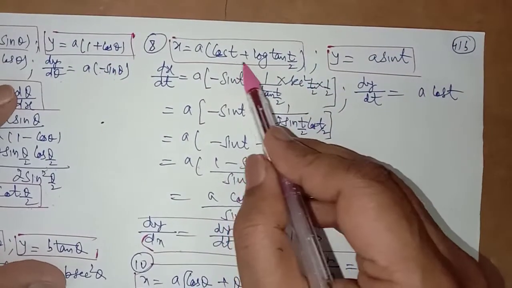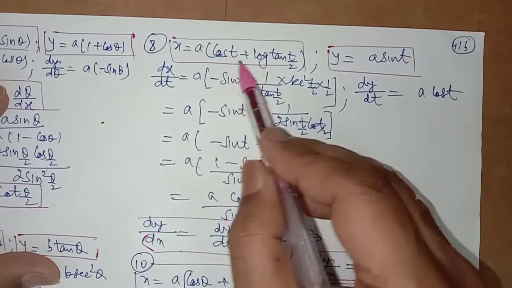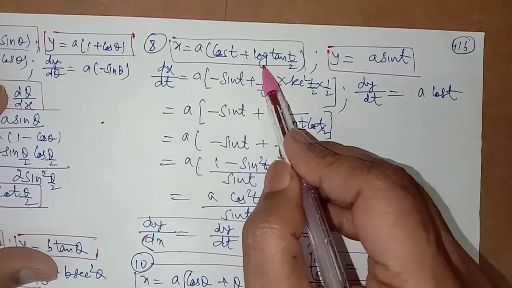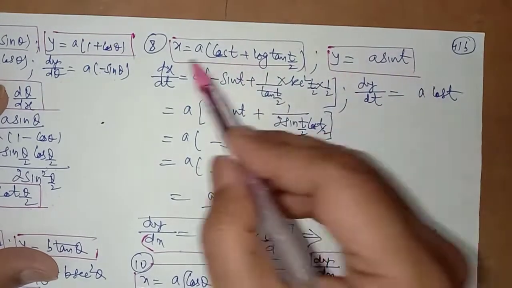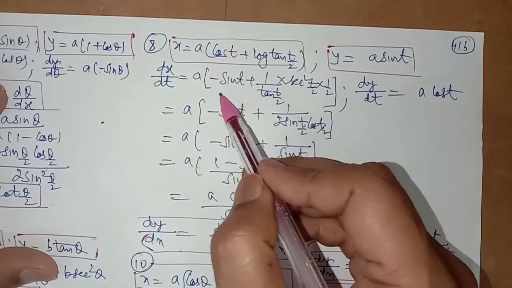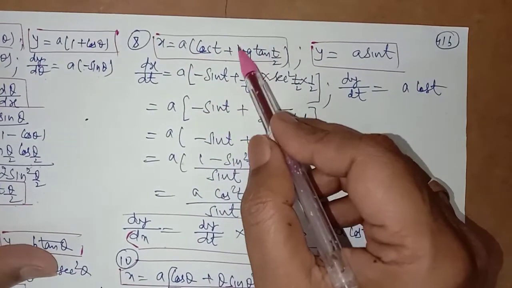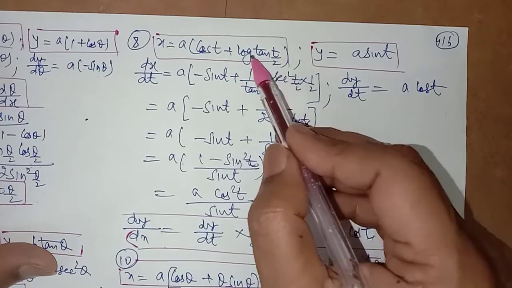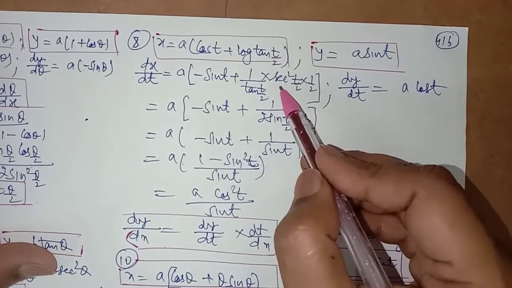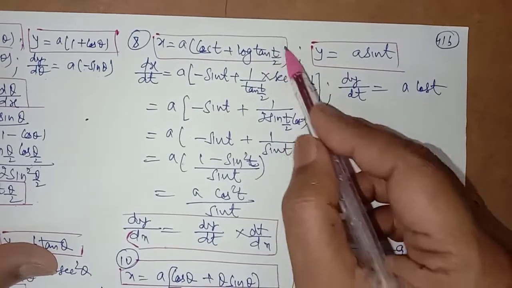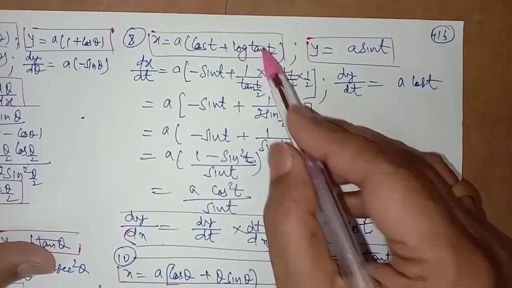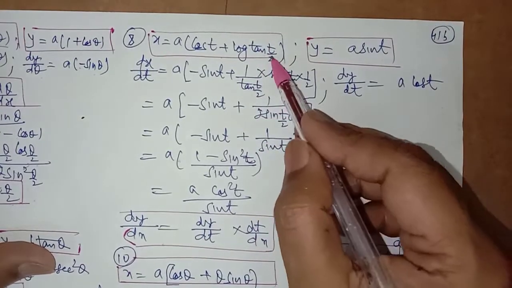Now see this derivative more carefully, because you know it, but still you pay attention to it. X is expressed in terms of t and Y is also in terms of t. So dx upon dt is equal to a. Derivative of cos is minus sin t, and derivative of log tan t by 2. See it very carefully. First of all, the derivative of log is 1 upon tan t by 2, derivative of tan is sec square t by 2. Derivative of t by 2 is half. It is a composite function of log tan and t by 2. So 1 upon tan t by 2, sec square t by 2, into half.